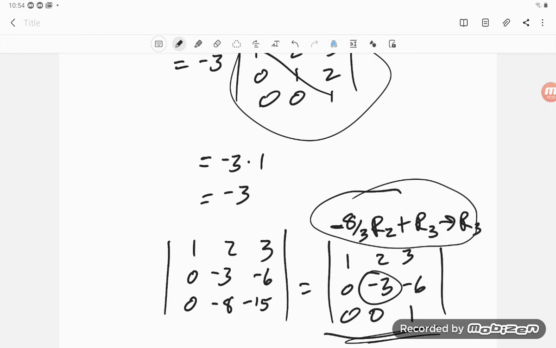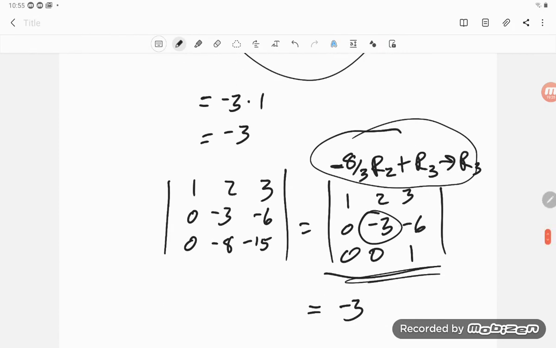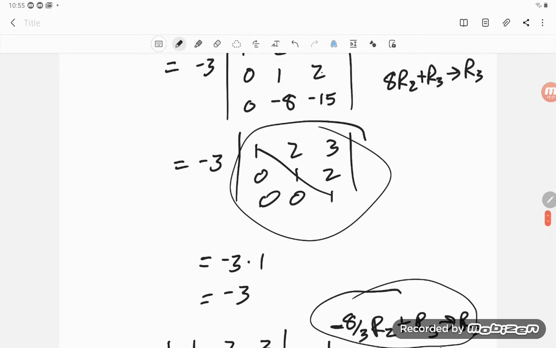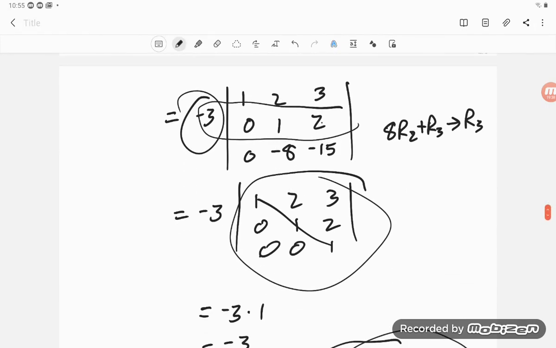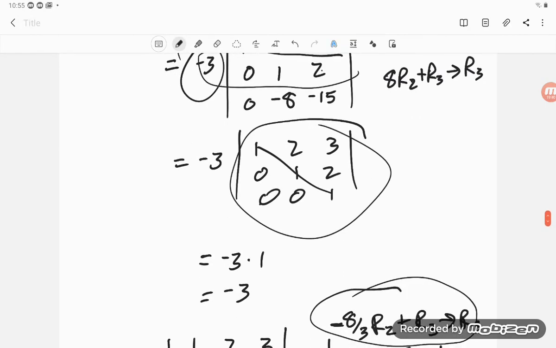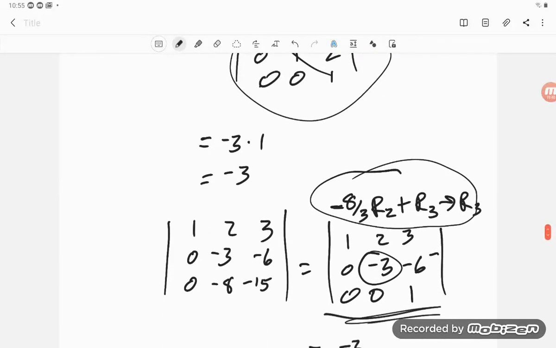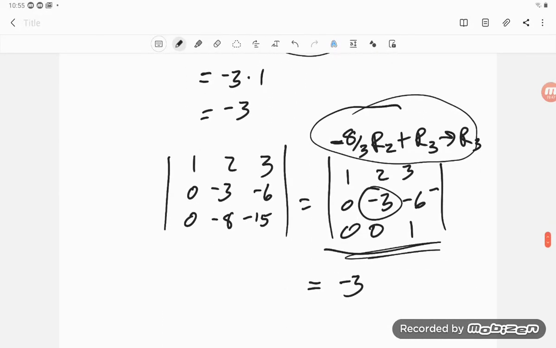However, if I do decide to factor something out, like they did back here, to get to this thing, I do have to keep track of that constant when I factor it out. And I also, if I were to do a row interchange, I would need to keep track of that sign change. Okay? But that is a much more efficient way to determine a determinant.